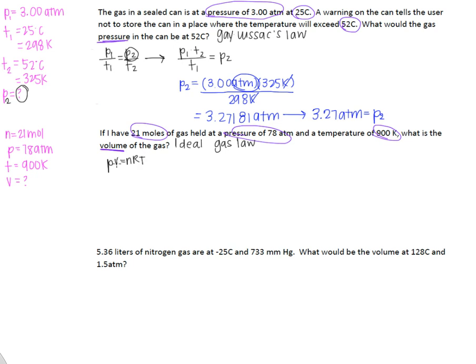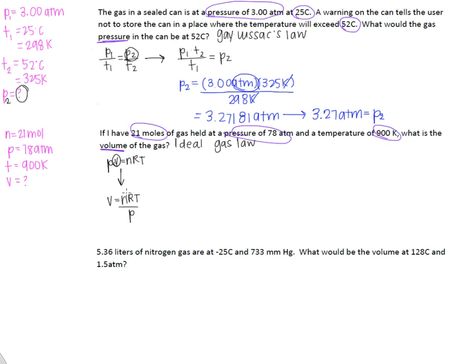Now, they've asked me for V, so that means I need to rearrange this equation so that I have V. I'm going to do it down this way this time. V on the side by itself. So in order to do that, I have to divide both sides by P. So V is equal to nRT divided by P. So now I'm all set and ready to go because now I have that equation that can give me volume.